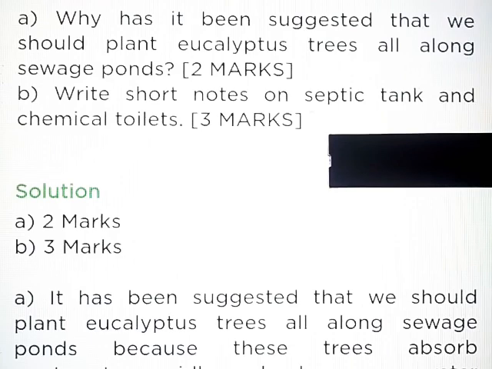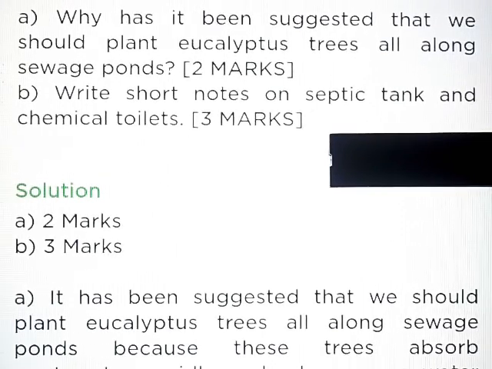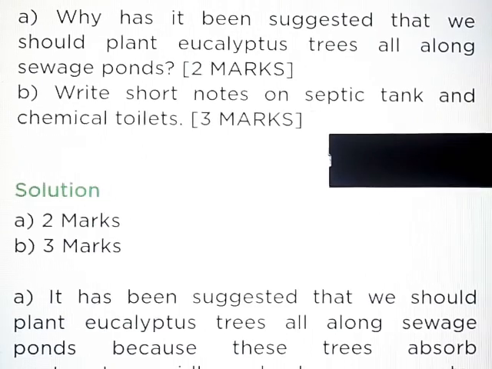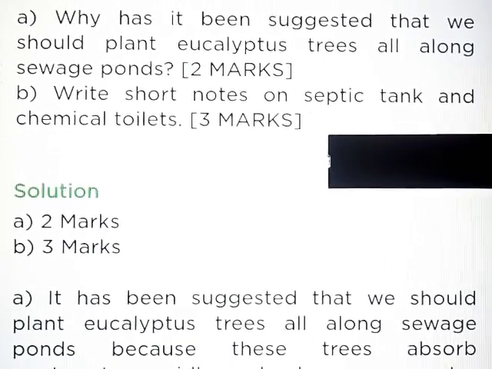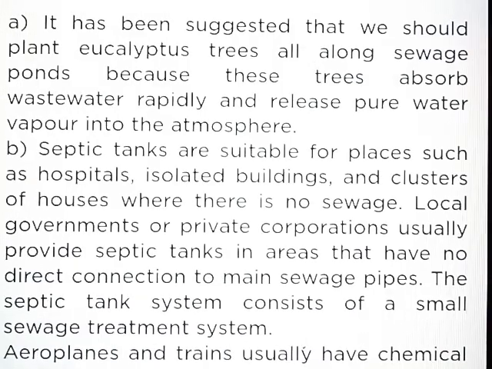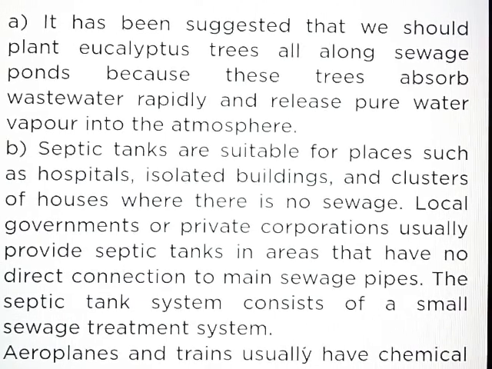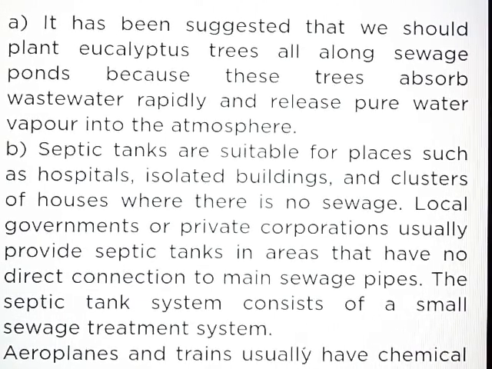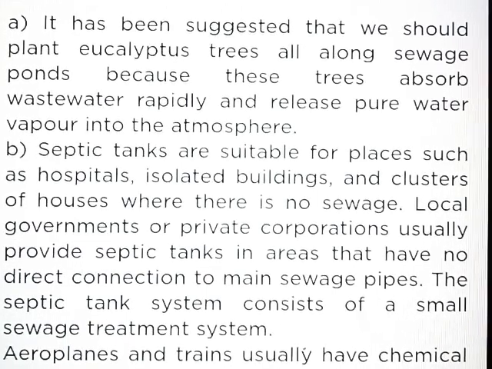Question number 15, Part A. Why has it been suggested that we should plant eucalyptus trees all along sewage ponds? Part B. Write short notes on septic tank and chemical toilets. Part A. Answer. It has been suggested that we should plant eucalyptus trees all along sewage ponds because these trees absorb wastewater rapidly and release pure water vapor into the atmosphere.